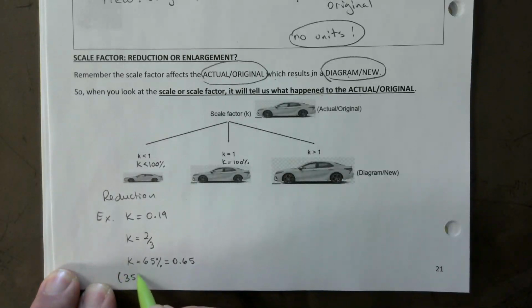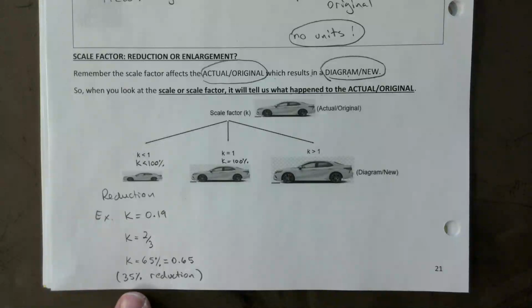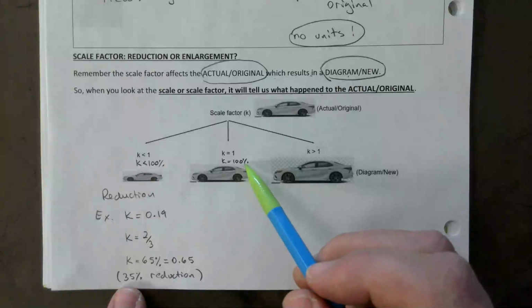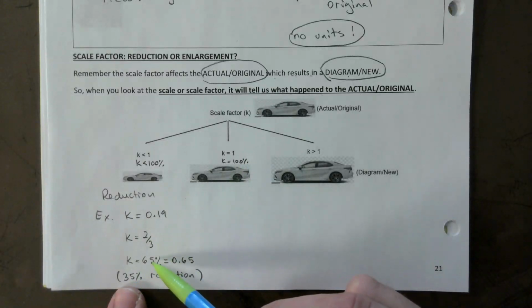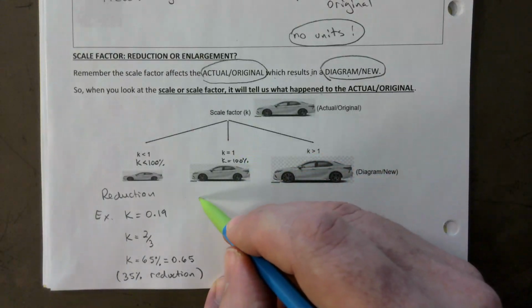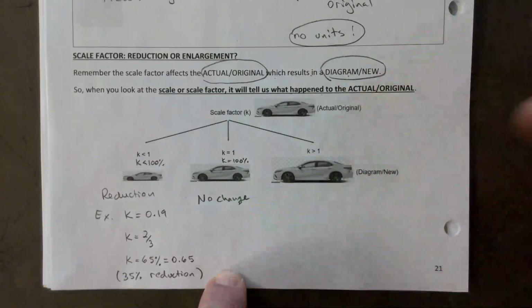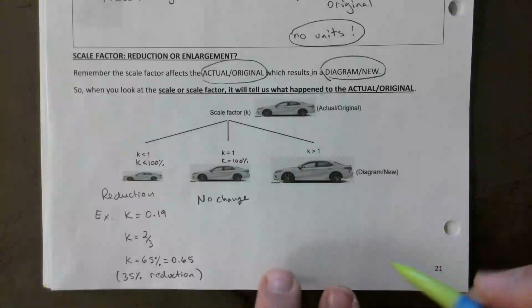There's a 35% reduction. So sometimes students, when I say, hey, something has been reduced by 35%, they think K is 35, and that's not correct. K is reduced by 35%, so you got to take the 100, subtract the 35 to get that. If K is equal to 1, then there's no change. Obviously, you're talking about the original, nothing has changed. So I'm just going to leave it like that.